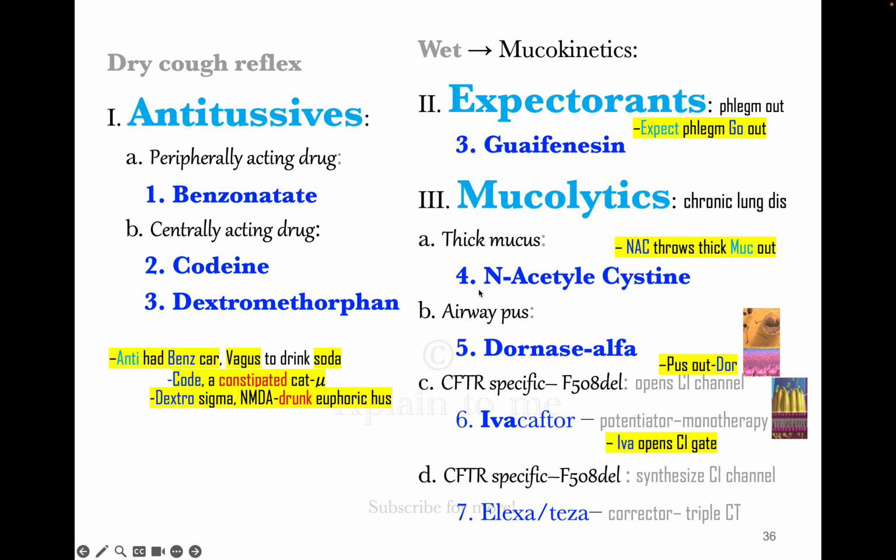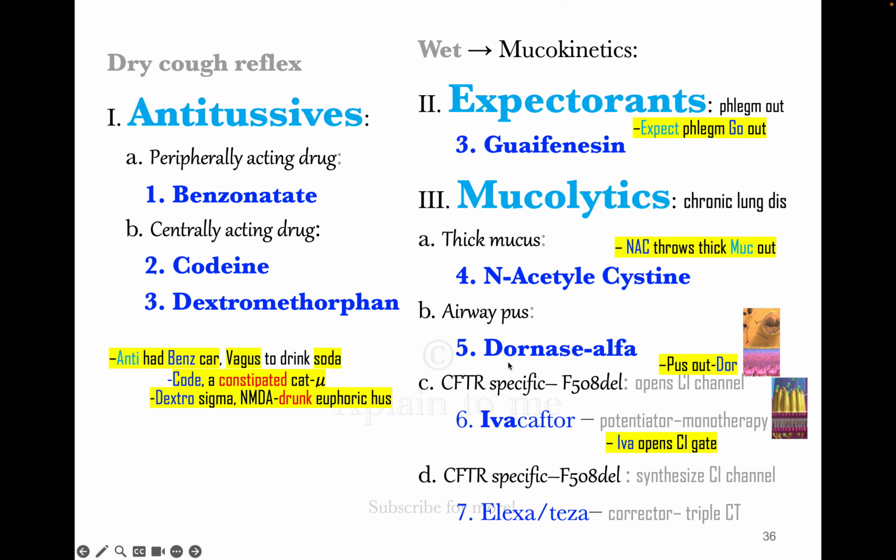How do you do that? Thick mucus is broken down by NAC, N-Acetyl cysteine. How do they do it? By providing an SH group, sulfur hydride group. It acts as scissors to break the disulfide bonds in the thick mucus.